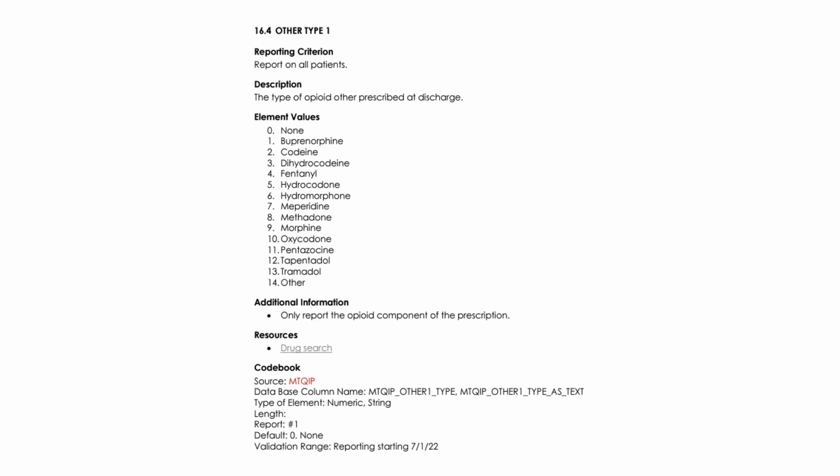Other type 1 is the type of opioid other than tablet or solution form prescribed for a patient at discharge. Just like with tablets and solutions, only report the opioid component of the prescription, and do not report if patient elopes and prescribed status is unclear.